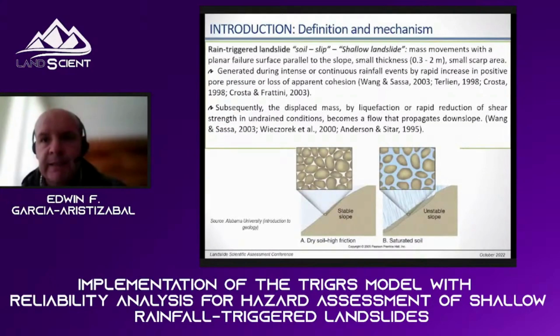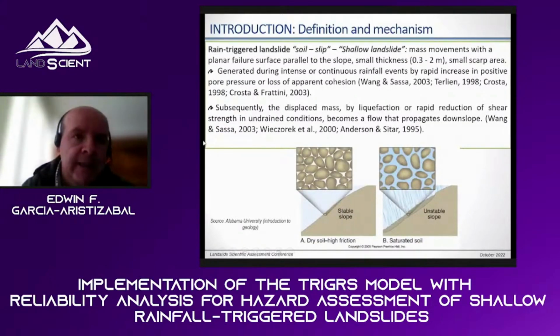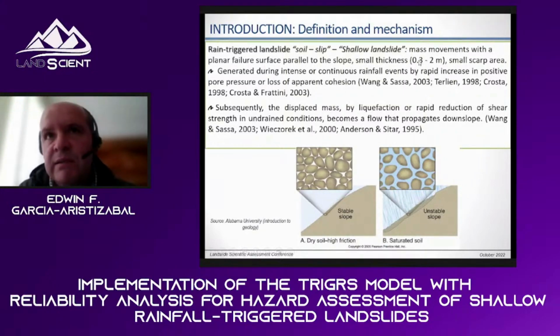To begin, it is important to mention some mechanics and definitions of the topics we are going to deal with in this presentation. Rain-triggered landslides, also called soil slips or shallow landslides, are mass movements with the plane of failure parallel to the slope, small thickness, we consider around 0.32 meters, no more than that. And also they have small scars.